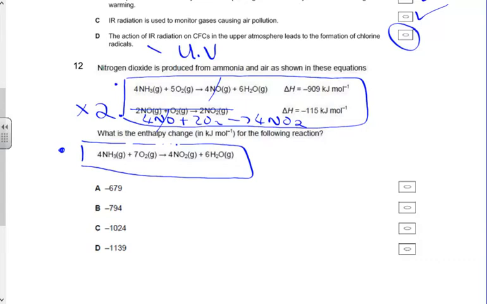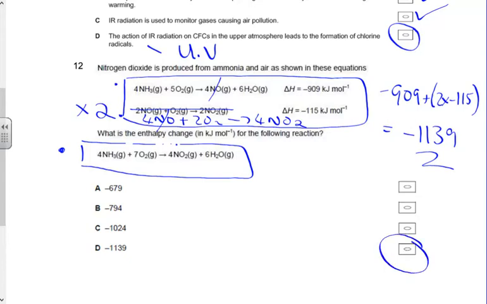And the calculation that needs to be done then is minus 909 plus 2 times minus 115, which equals minus 1139 kilojoules per mole. And the answer to that is D.